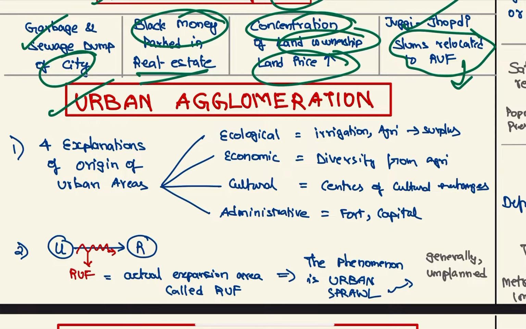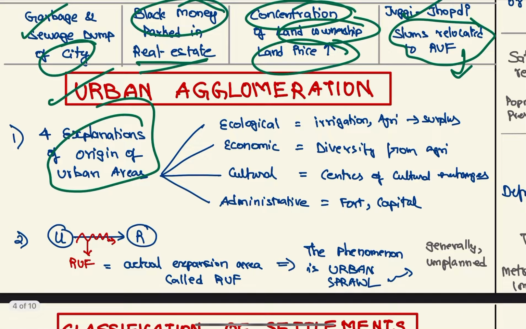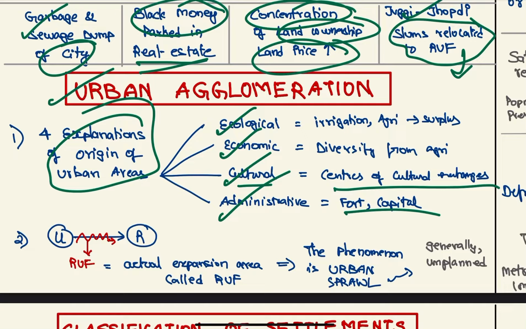Next, we have the urban agglomerations. There are four origins for explaining urban areas, which are ecological, economic, cultural and administrative. Administrative, like fort and capital. Cultural, like these are the centers of cultural exchange. Ecological, the next logical step in trading the agricultural surplus is a city, and we have the economic explanation.